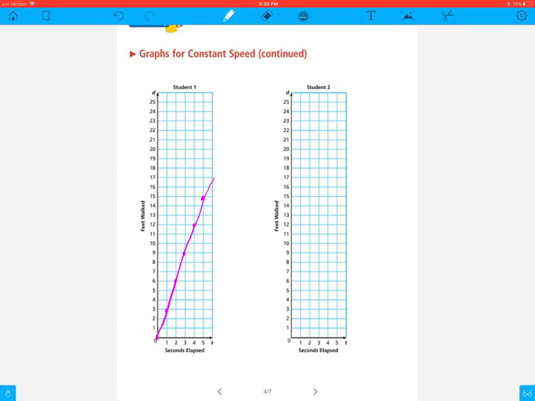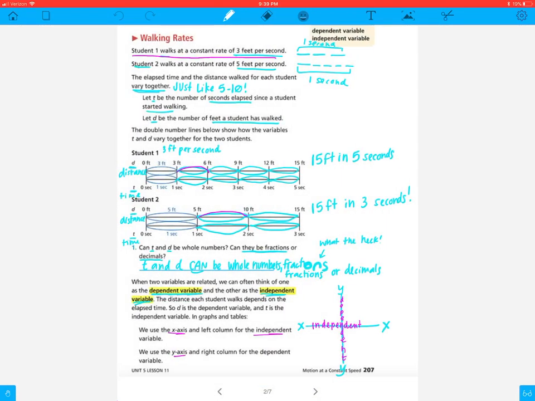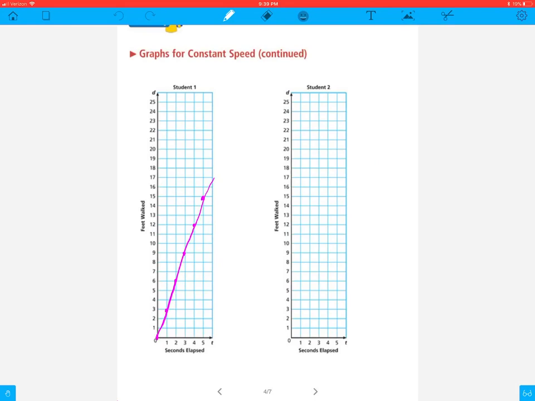Now if I multiply the seconds elapsed by the number 3, I will get the feet walked, or the distance. For student 2, I go through the same process, and I would be graphing it for the number 5 multiplied by our seconds or time. So you try this one, and let's come on back. If you did this correctly, which I'm sure you did, if you went over to the 1 to the right, you would go up 5.